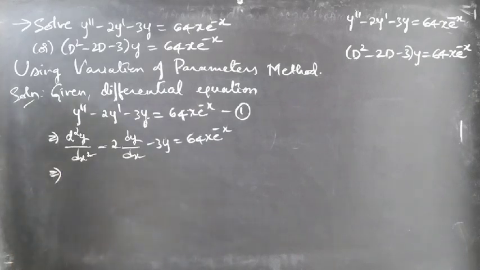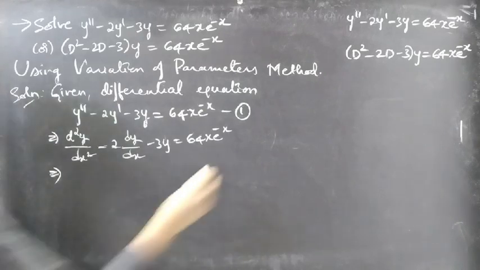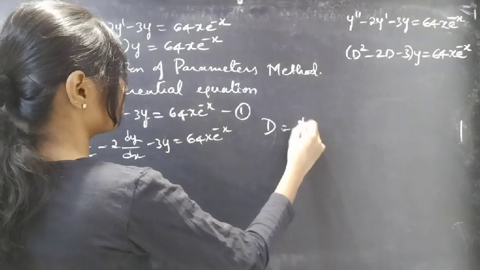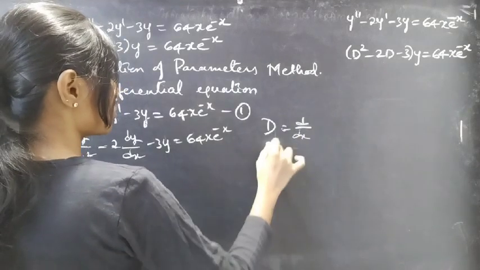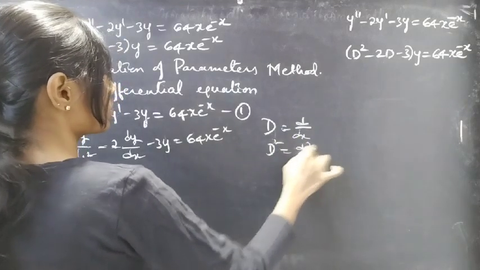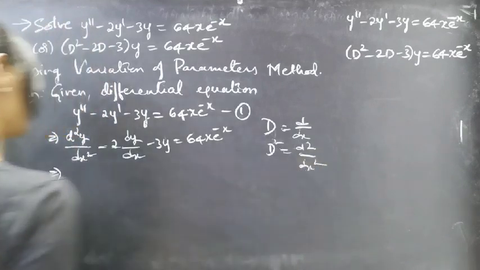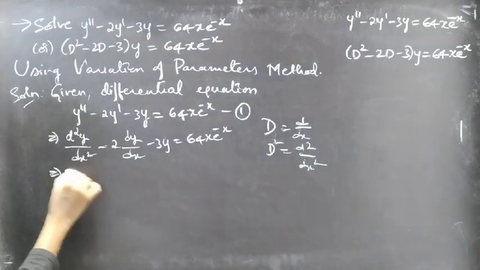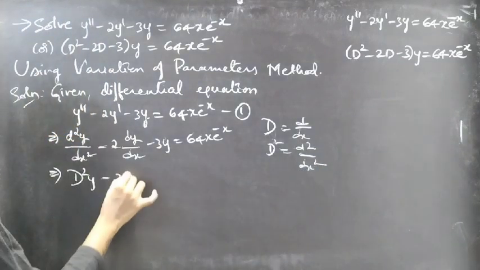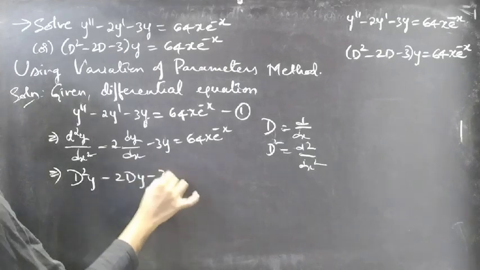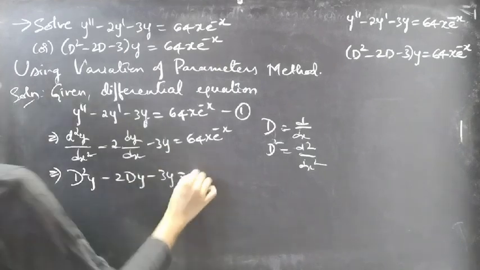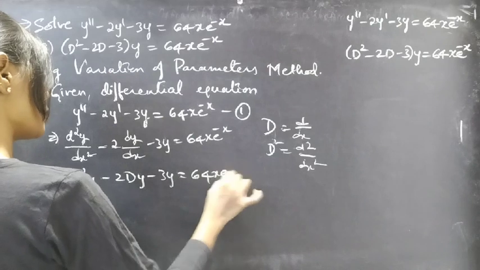Now let's replace d/dx with the differential operator D. We have D = d/dx, then D² will be d²/dx². Now the equation becomes D²y - 2Dy - 3y = 64x e^(-x).